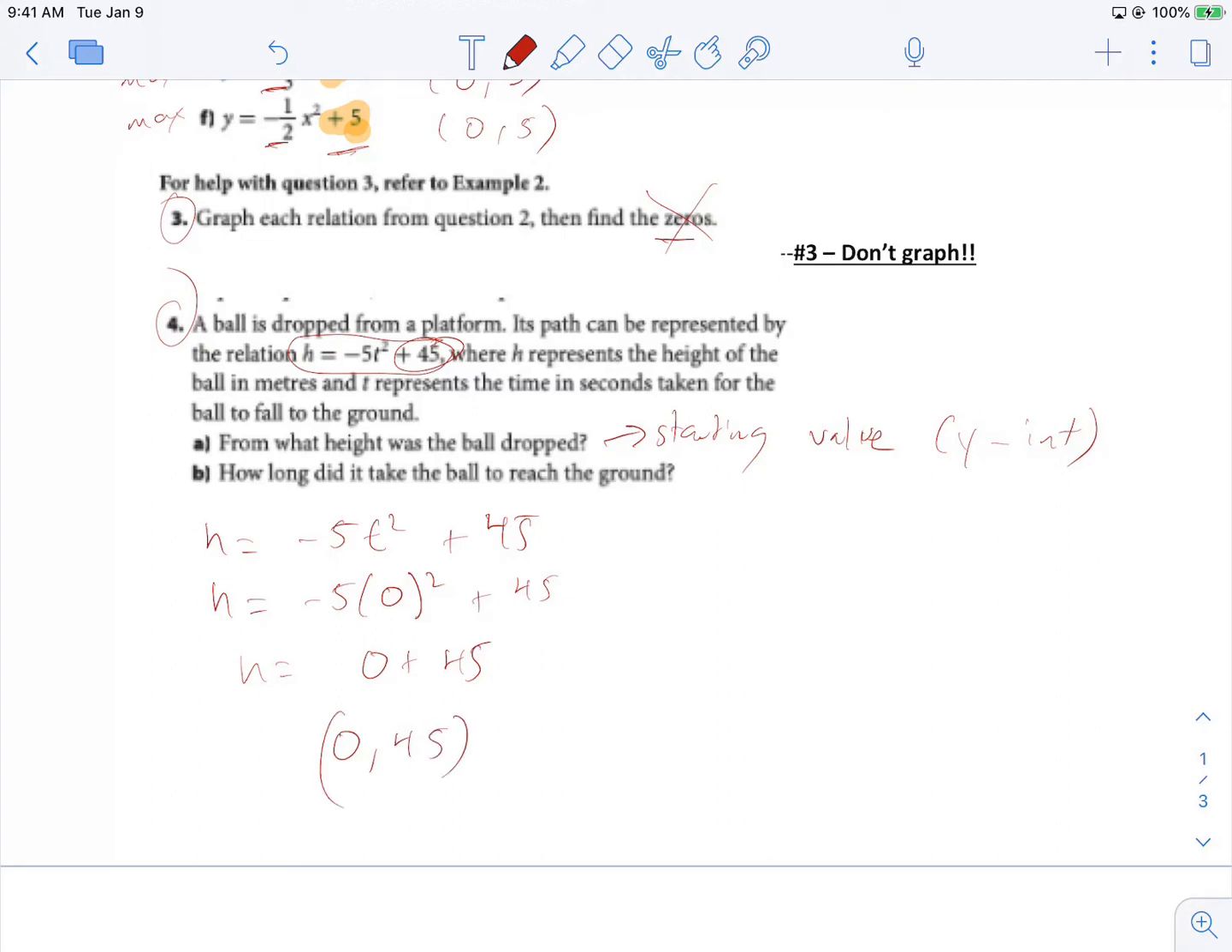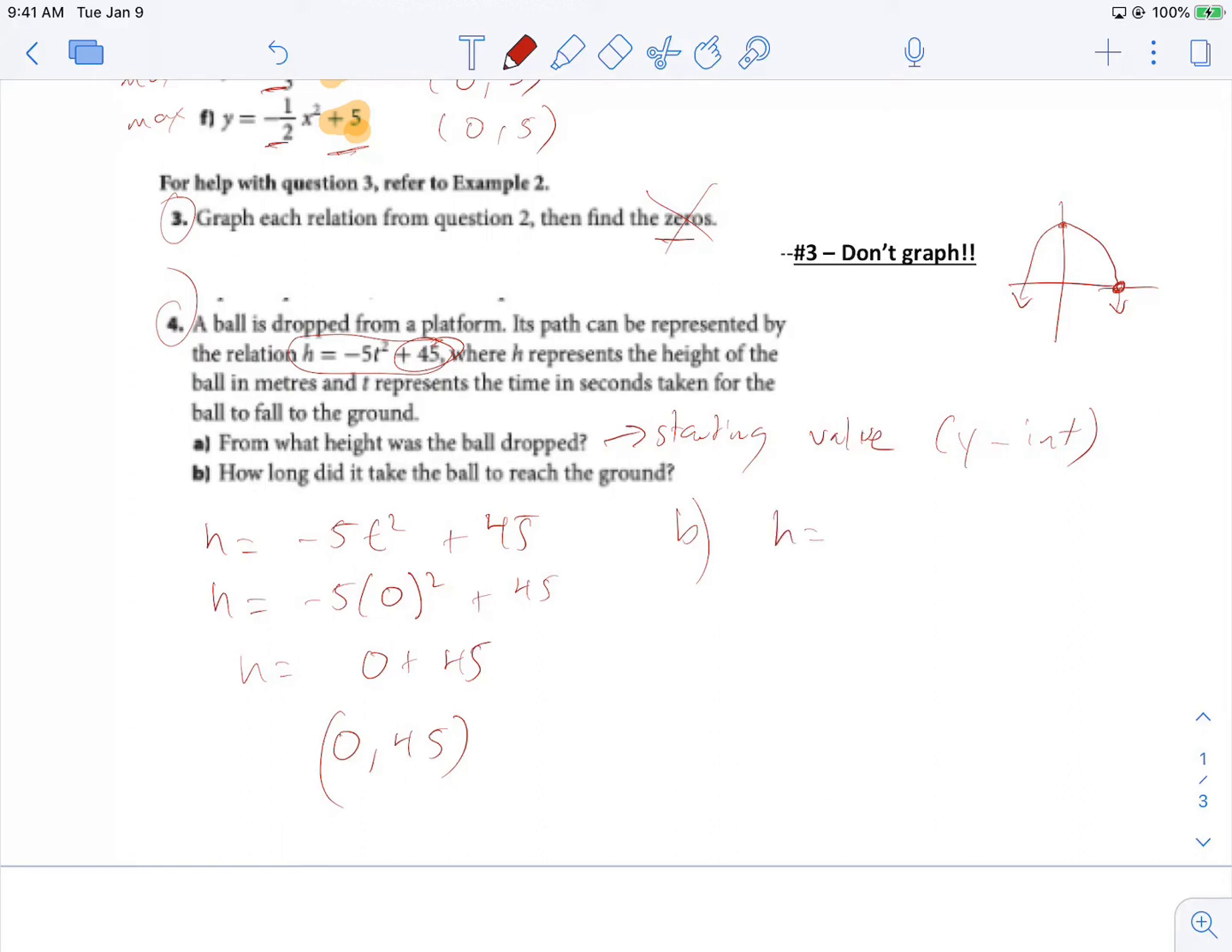Now, how long did it take for the ball to reach the ground? If this is our graph, we start off here. We want to figure out what our roots are, because if this is our ball, it's going to hit the ground somewhere around here. So let's look at B.